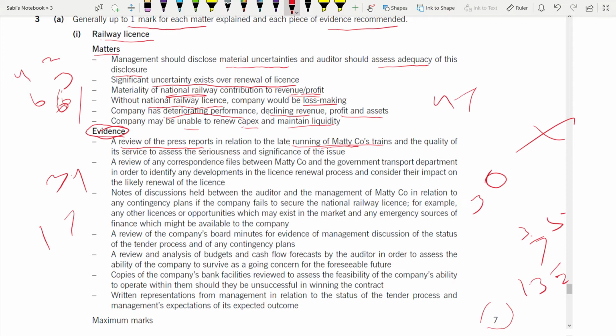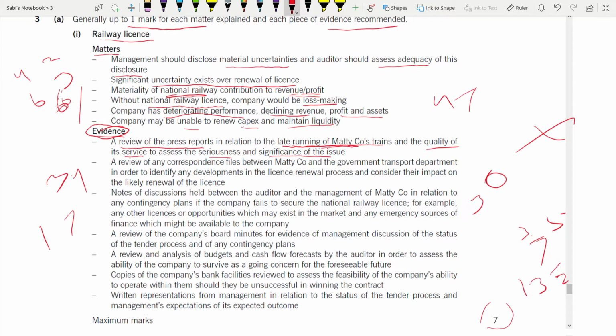Number one, press report. Review of the press report in relation to the late running of the company's train, and also the quality of the service, to assess the seriousness and the significance of the issue. All those things, where will you get it from? The press report. So that's the evidence source.